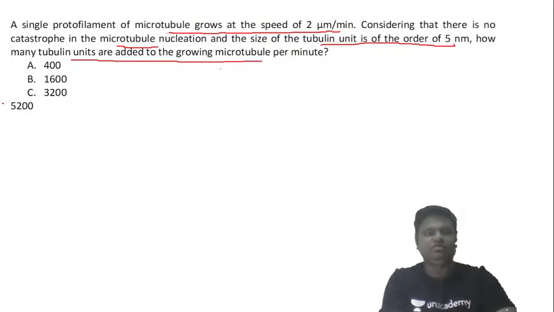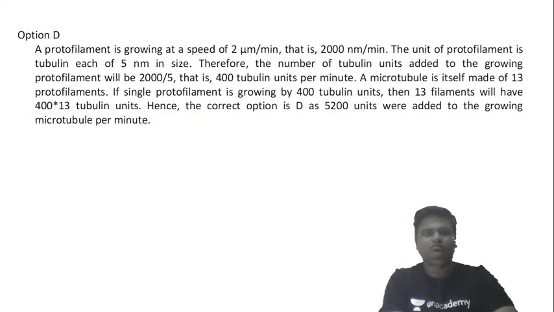Option A says 400, option B says 1600, option C says 3200, and option D says 5200. So option D is the correct option. Since the protofilament is growing at a speed of 2 micrometer per minute, that is 2000 nanometer per minute. The unit of protofilament is 5 nanometer in size. Therefore, the number of tubulin units added to the growing protofilament will be 2000 by 5, that is 400 tubulin units per minute.